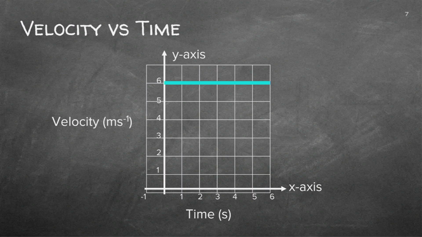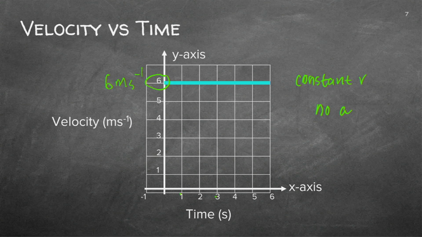Let's have a look at velocity. The velocity started at 6 meters per second, and then it remains exactly the same. So it's a constant velocity. And can you remember what we said about acceleration? There will be no acceleration.